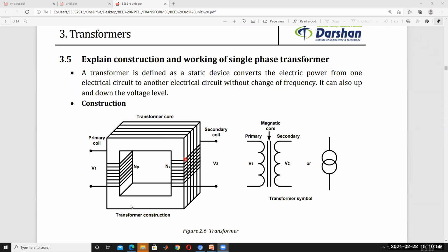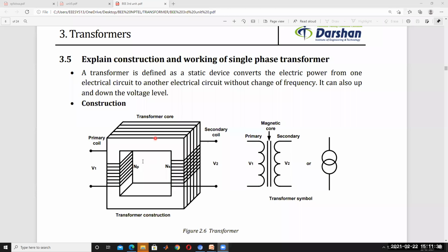But inside the transformer, electrical energy is converted into magnetic energy, and this magnetic energy is converted to electrical. So the inside part is called energy conversion, but the outside of the transformer is not an energy conversion device. So transformer is not an energy conversion device. Input is electrical, output is electrical, but internally there is an energy conversion, electrical to magnetic and magnetic to electrical, but the complete transformer is not an energy conversion device.